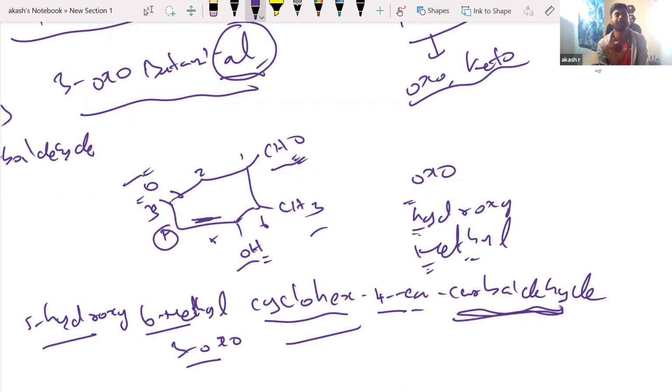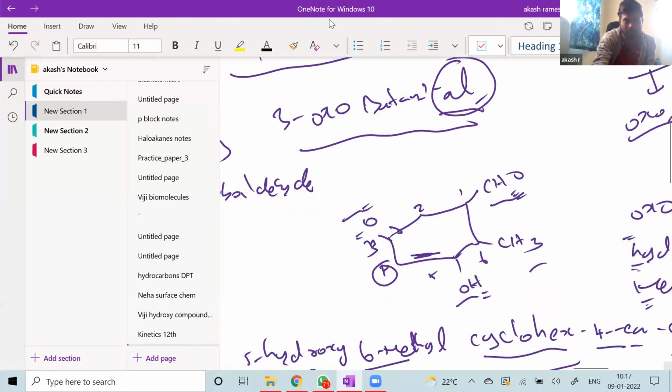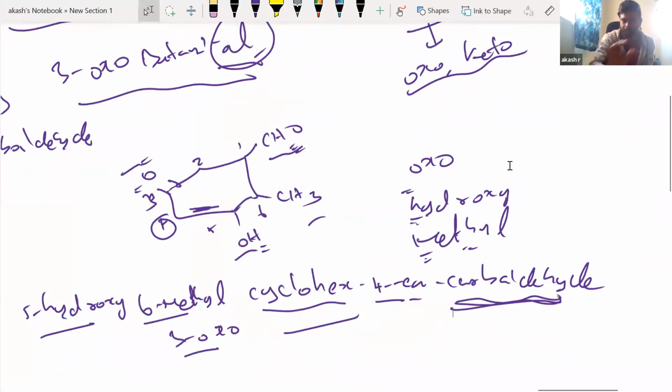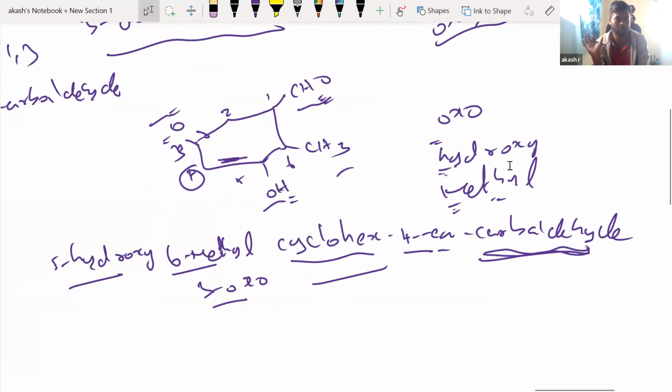This summarizes everything, whatever we have studied till now. I think someone got the name, someone answered. I'll check whether it's correct or not. 2-methyl, 3-hydroxy, 5-oxo, cyclohex, 3-methyl. No, that's the wrong method. We have to use carbaldehyde. So this is the exact name of the compound. I hope everybody is able to see.